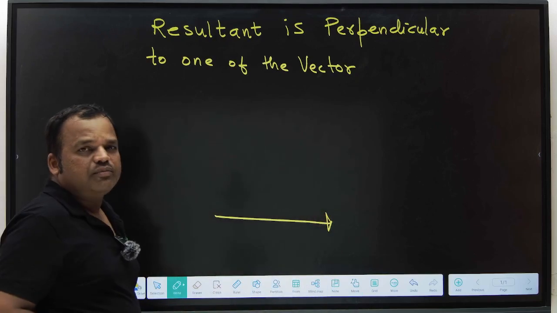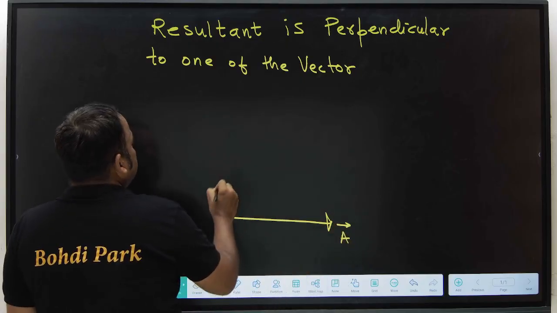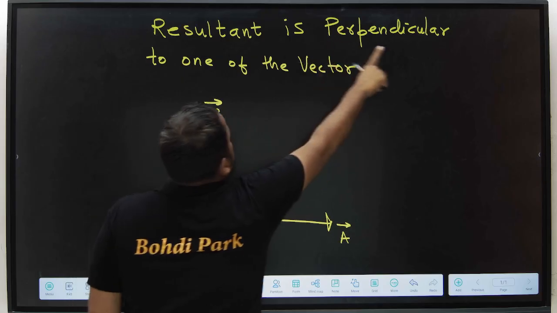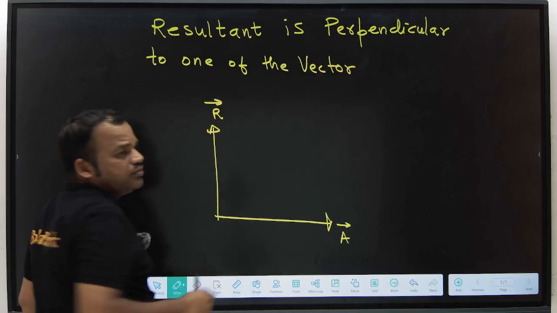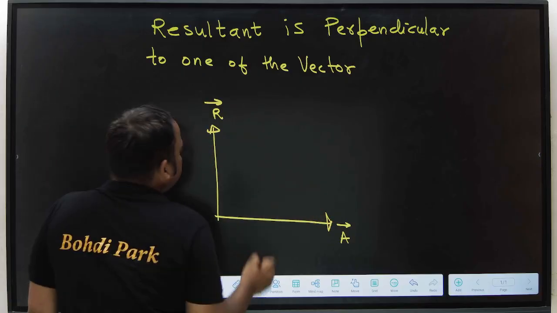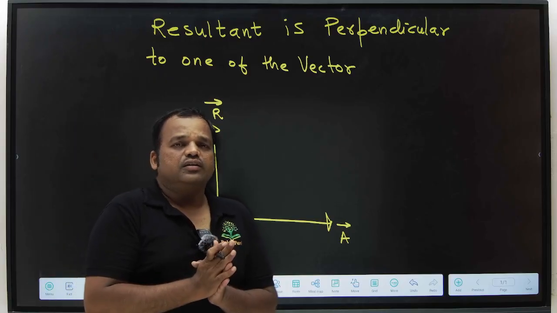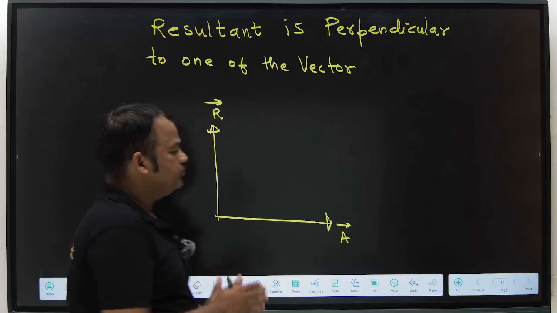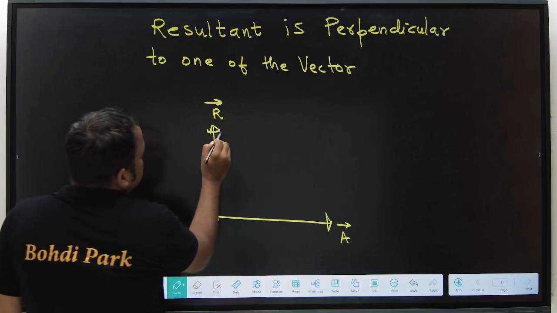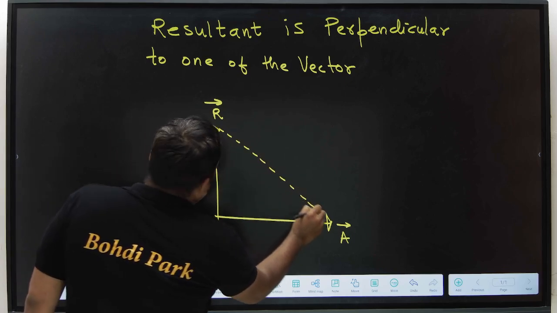Let's imagine this is a vector, A vector. This is the resultant. Resultant is perpendicular to one of the vectors. So which vector? A vector. Resultant is perpendicular to A vector. Now we know that in the parallelogram law, the resultant is the diagonal. Resultant is the diagonal with common tail. So let's complete the parallelogram. So we have to draw the side of the parallelogram like this.